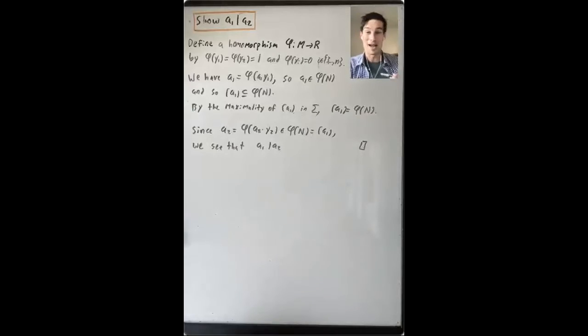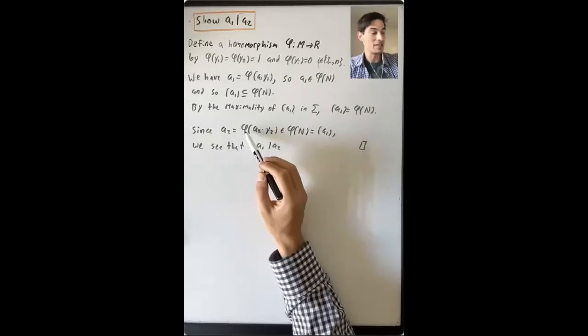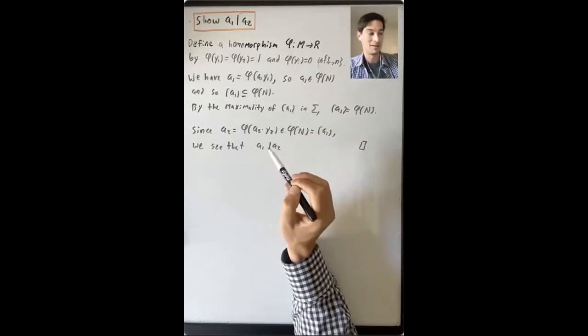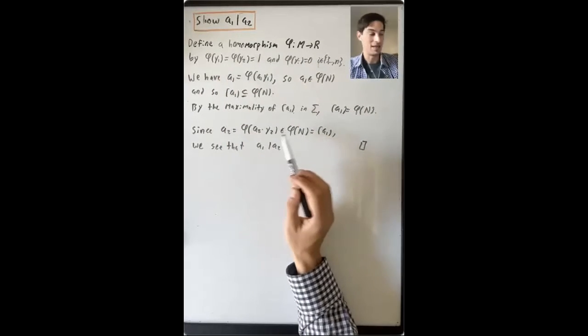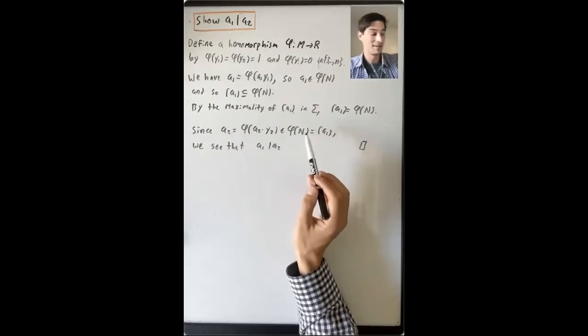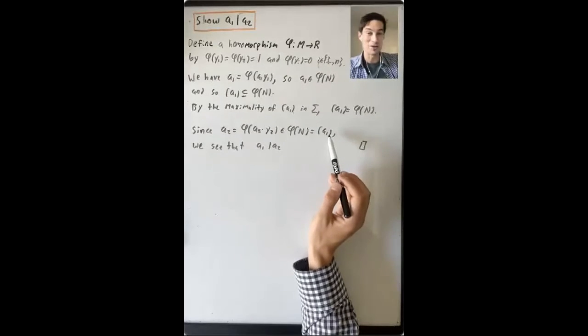All right, so now let's look at what happens with a2. a2 is equal to phi of a2y2 because of the way that we defined phi. And this is in phi of N because a2y2 is in N. But that is the ideal generated by a1.